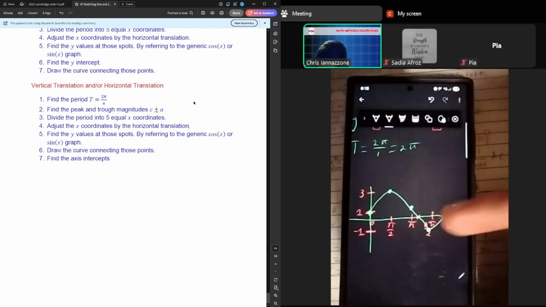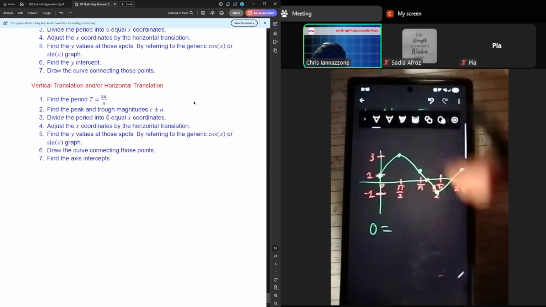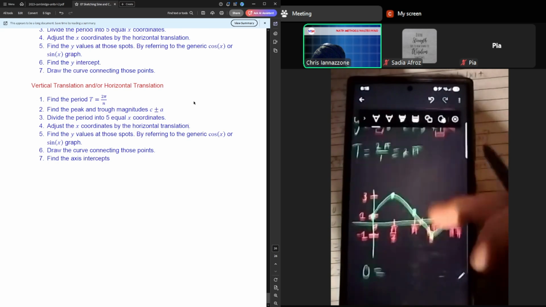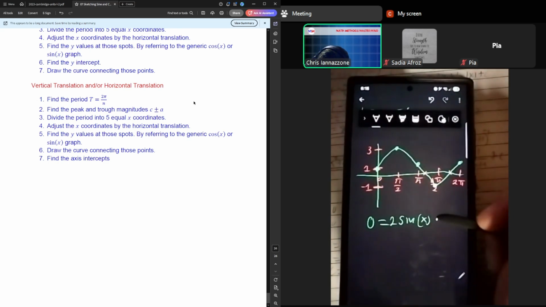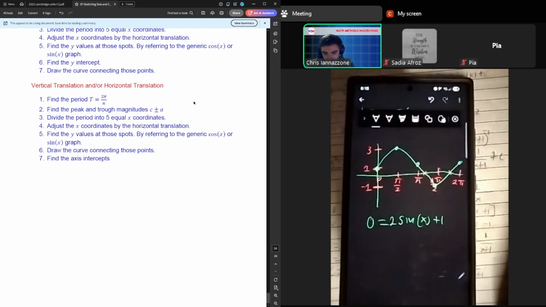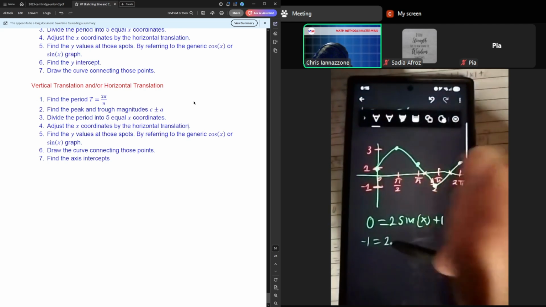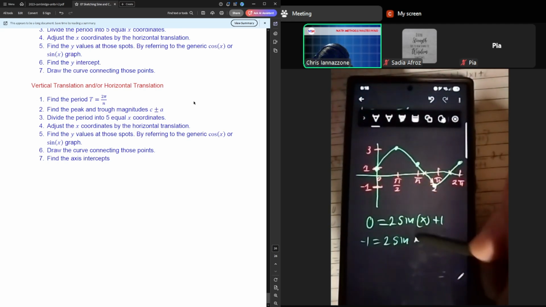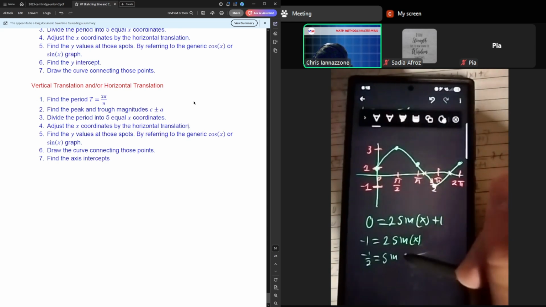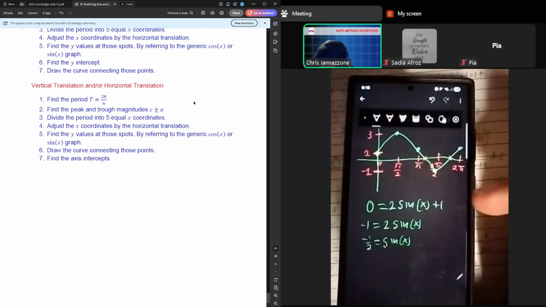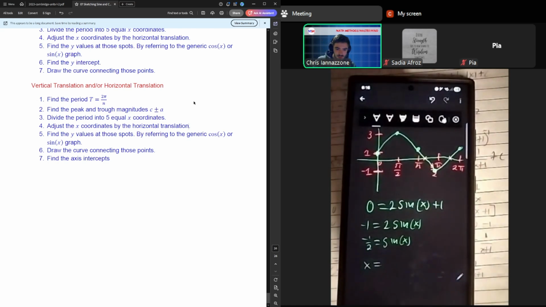Yeah, y equals 0. So y equals 0, and the function was 2 sine x plus 1. Yeah, this is just rearranging here. So we would subtract 1, divide by 2, which gives you sine equals negative a half, which occurs where? Where does sine become negative a half?